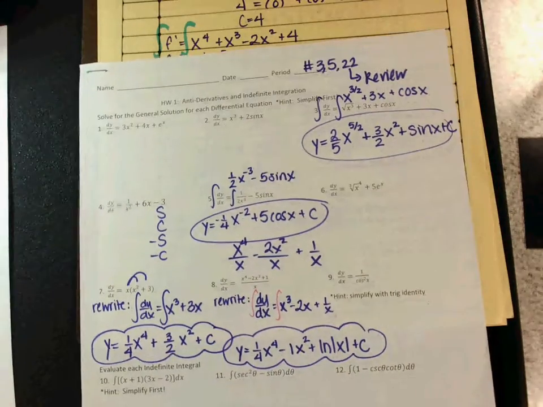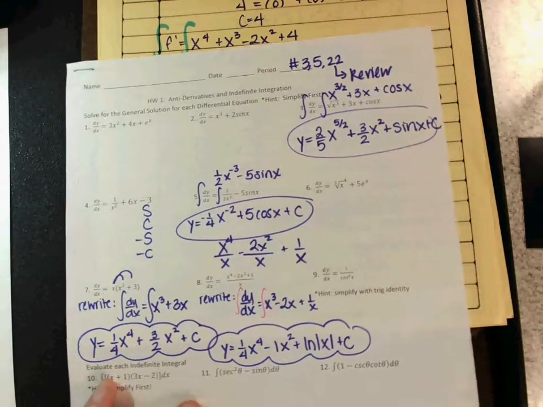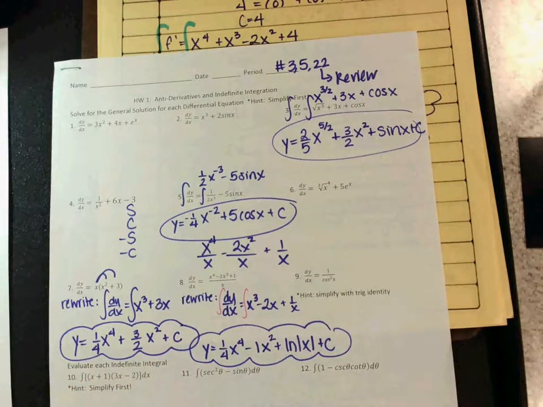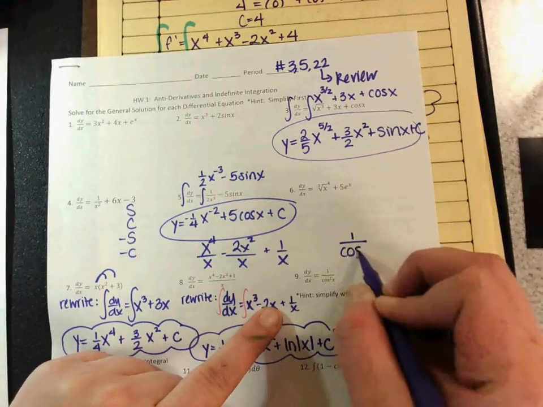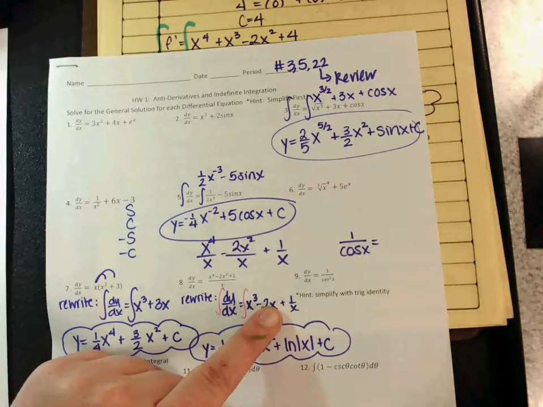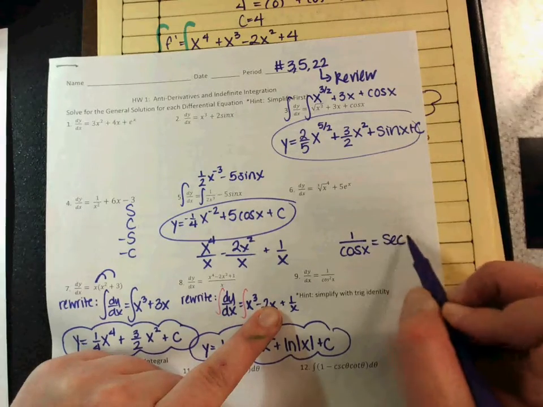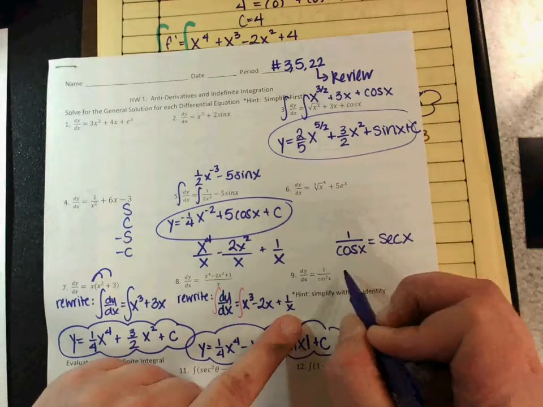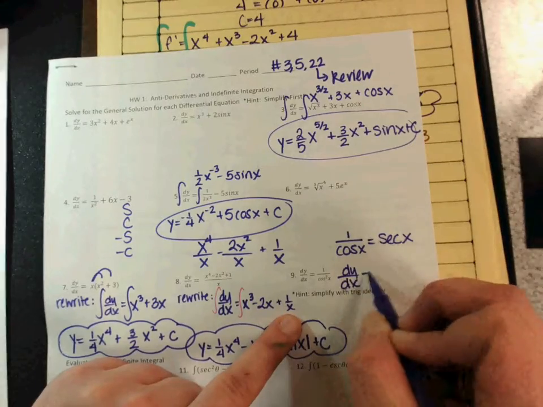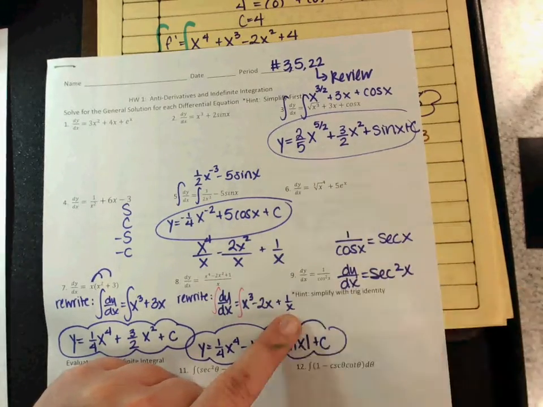Okay, there's one more off the front that I didn't make you do because I wanted to just do it together. Look at number 9. What is 1 over cosine the same as? Don't write this here, but which one? Secant x. So what would 1 over cosine squared be the same as? Secant squared. So dy dx here is really secant squared.